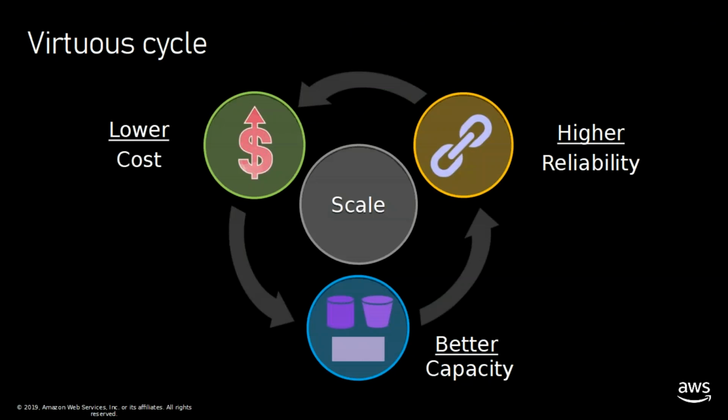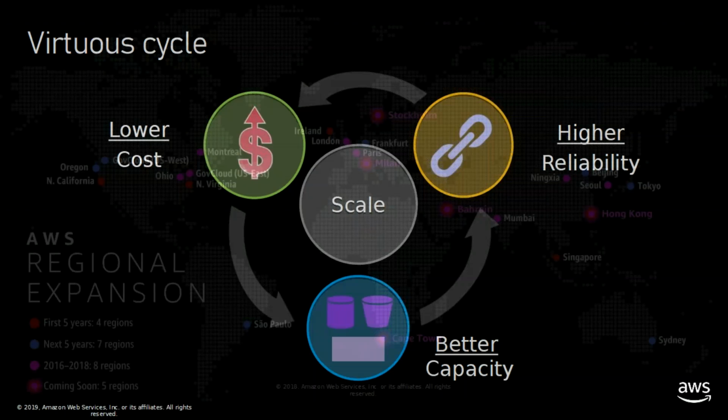So this is the virtuous cycle: better capacity and scale, higher reliability, and lower cost. And this is the AWS expansion region now.